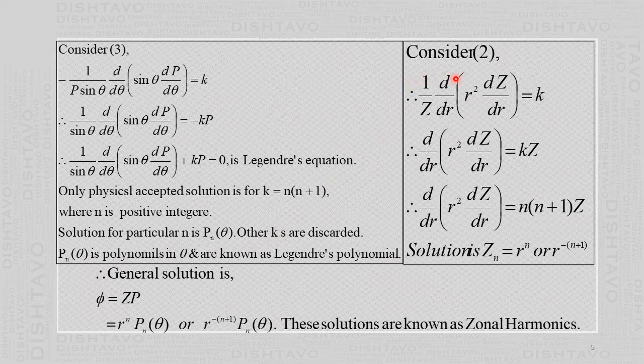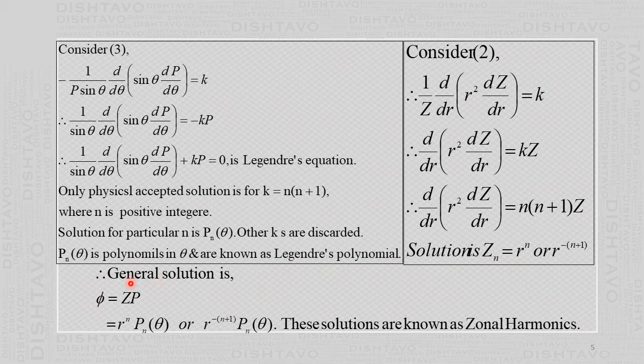Similarly, we can solve equation 2. This is the equation 2. We take the Z on the other side, it becomes kZ. Then see what is done for equation 3, the same thing will hold good for equation 2. So here also we take k equal to n into n plus 1. And again the solution of this is a little lengthy. We don't go into detail. We directly write the solution. That solution depends upon n, and the solution of this ordinary differential equation is Z suffix n equal to r raised to n or r raised to minus (n plus 1). So there are two types of solution, so a linear combination of these will also be a solution.